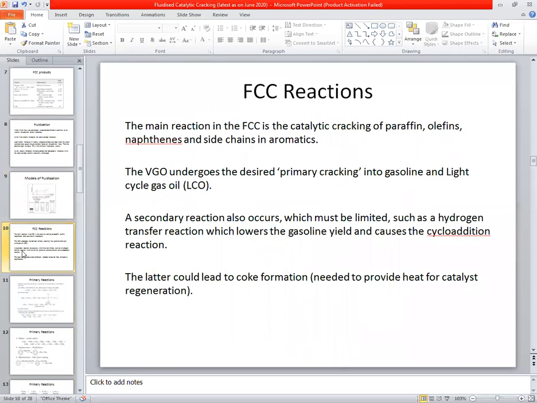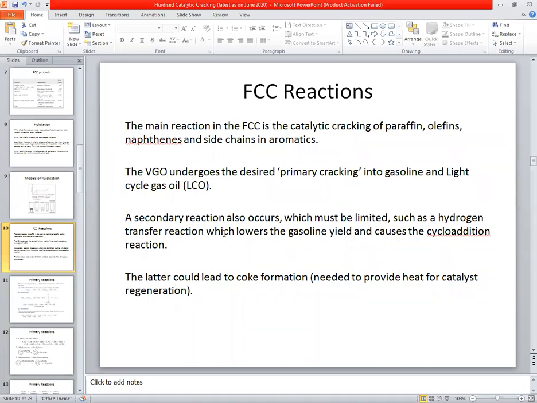Next, today we will go on. This is just to inform you that in fluidized catalytic cracking, the primary reactions occur initially. This is just for your information, no need to memorize. I will show these slides. In the primary reactions, the vacuum gas oil is doing the initial cracking, called primary cracking, and we get gasoline and light cycle oil, LCO. But in FCC, other reactions also occur, called secondary reactions.